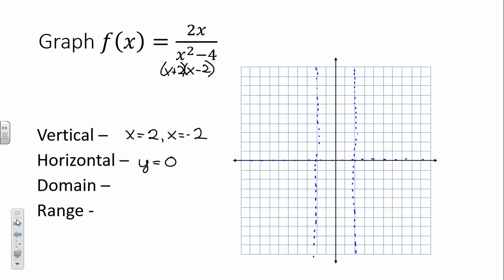Now, when you get ready to write your domain, you will always work based on your vertical asymptotes. Okay? It's the range that can be changed. So we're going to wait on our range. So what would my domain be here?